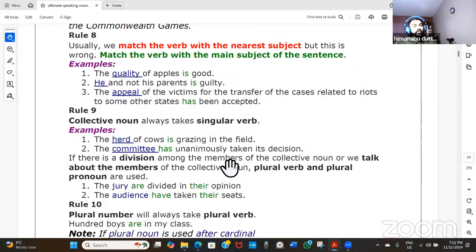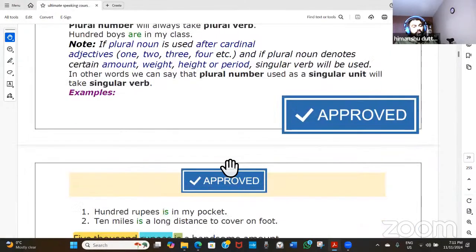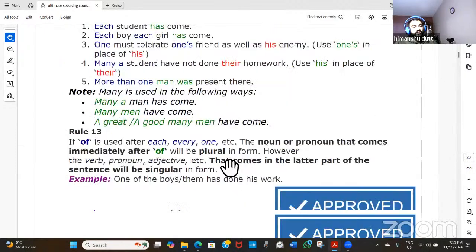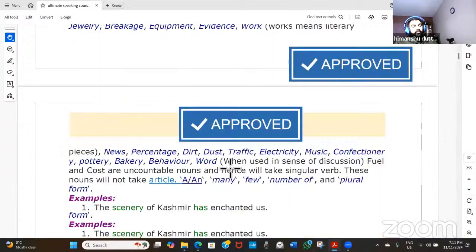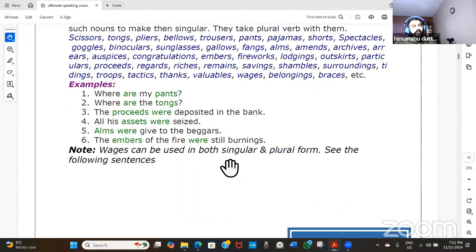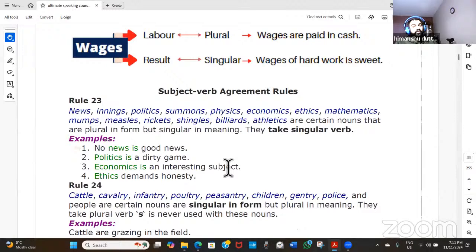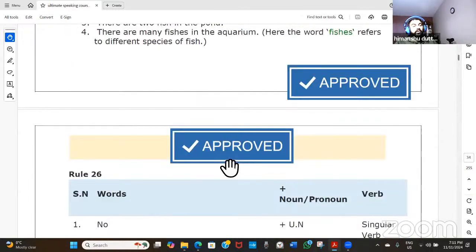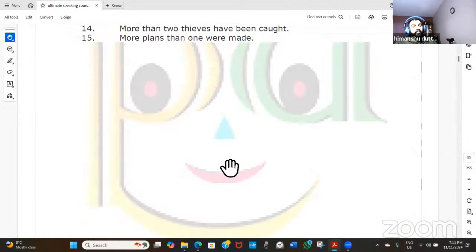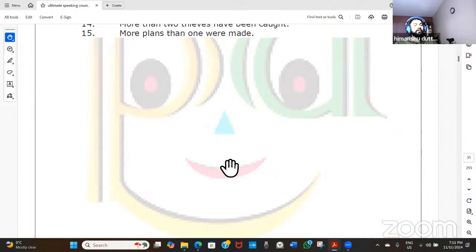So we will do the eighth rule, ninth rule, tenth rule, and all other rules tomorrow. We have only 26 rules, not more than that. Let me tell you, 26 rules, very important. If you know all about these rules, you will make fewer mistakes in your examination and in your writing.